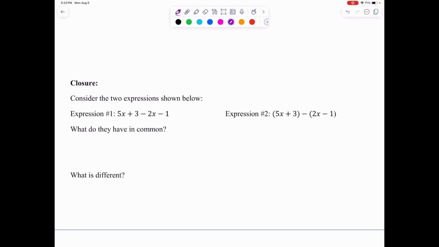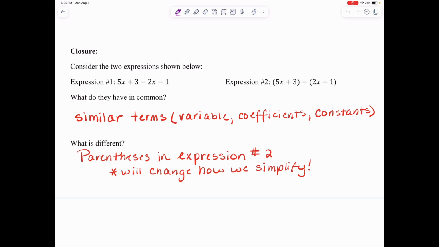So for the closure, you are looking at expression 1, which was 5x plus 3 minus 2x minus 1, and then expression 2, which was 5x plus 3 with parentheses around it, minus 2x minus 1 with parentheses around it. So for what do they have in common, I was hoping that you'd see that they have similar terms. We have variable terms, we have constants. All of our variable terms are x's in both of them. And even our coefficients are pretty much the same. Now, in the first expression, we have a variable term of negative 2x. In the second expression, we have a 2x with a negative out front.